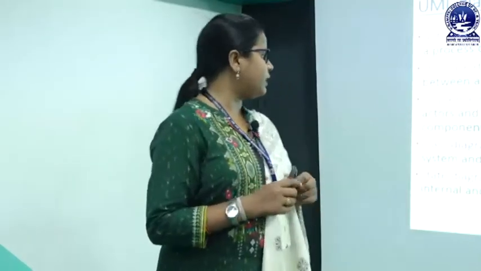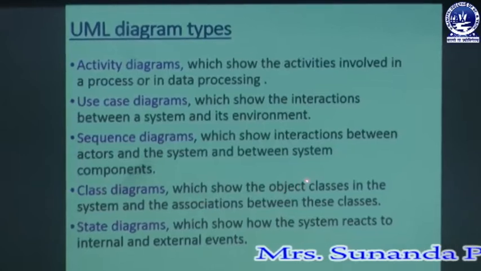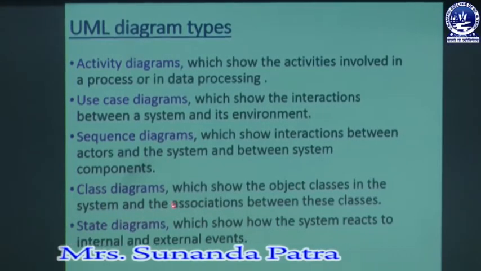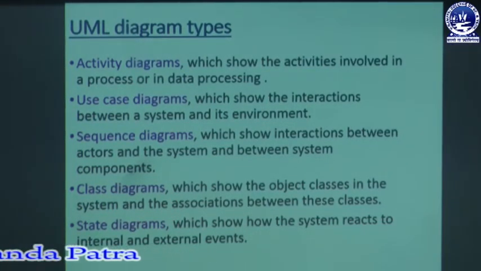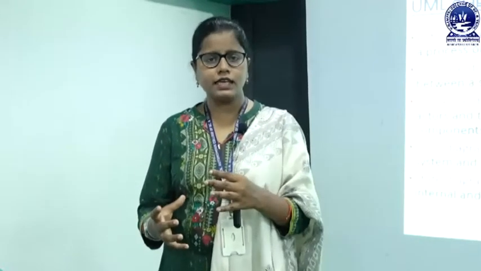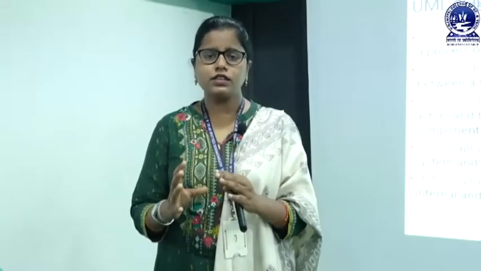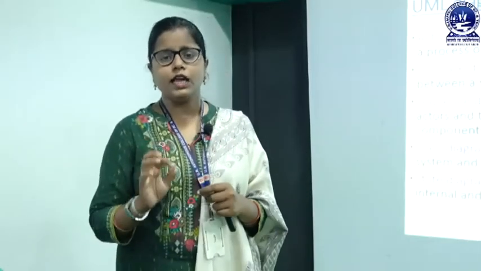The next diagram is the class diagram. In case of the class diagram, it shows the object classes in the system and the associations between these classes. Like in an object oriented programming language, we have different classes and different objects, and the relationships between the objects and classes, what is inheritance, what is encapsulation and all that. When we are using object oriented programming, we need a class diagram to represent the relationship between the classes and the objects.